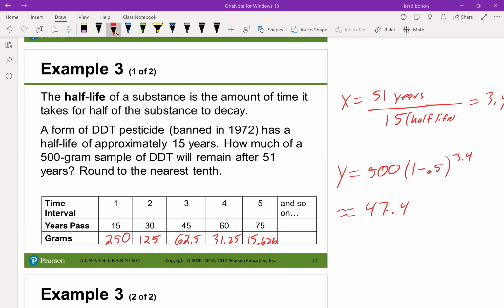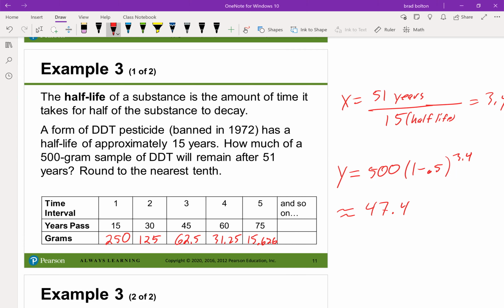And again, just compare it to our table: 31.25, 15.625. But there's no 3.4 here. So we could mess with the X step and change how much it goes by. Let me see if I can do that. I don't remember exactly how you do it. Graph, second table. I think I'm going to have to change the step size, but I'll show you how to do that in a different video.